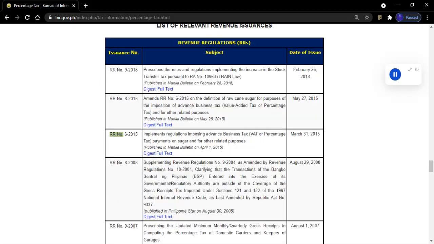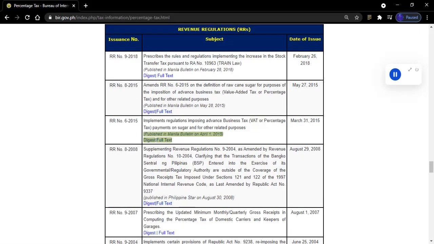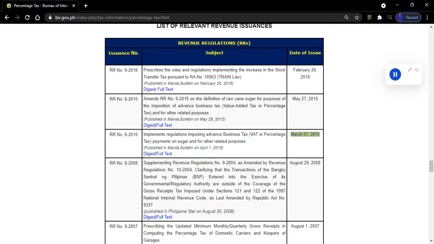RR no. 6-2015. Implements regulations imposing advance business tax, VAT or percentage tax payments on sugar and for other related purposes. Published in Manila Bulletin on April 1, 2015. Digest, full text. March 31, 2015.